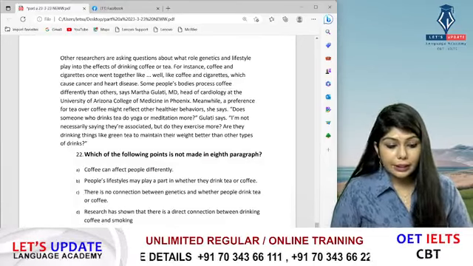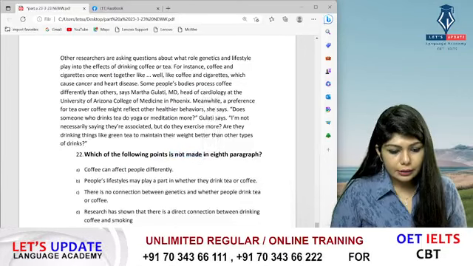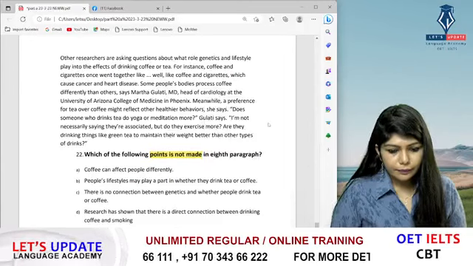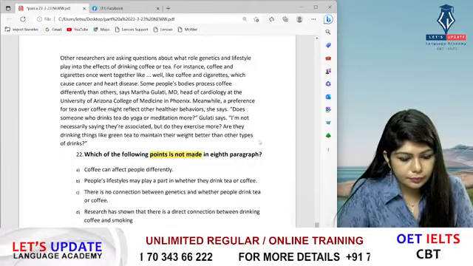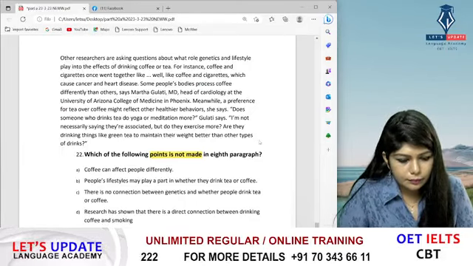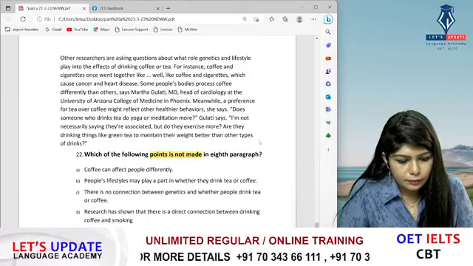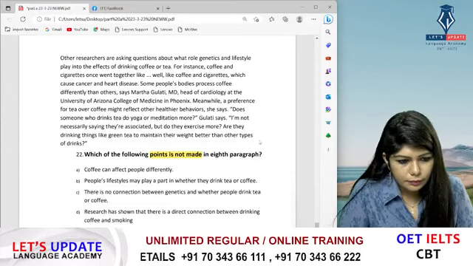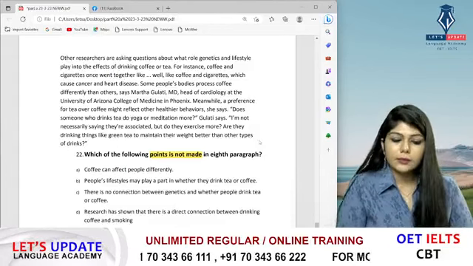For your information, they are asking for the point that is not made in the eighth paragraph. Okay, I'll read this paragraph.